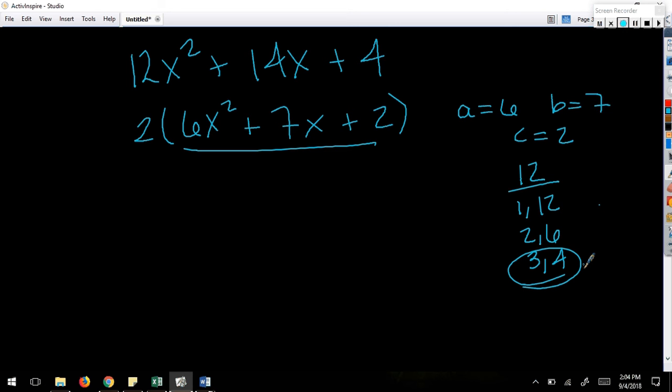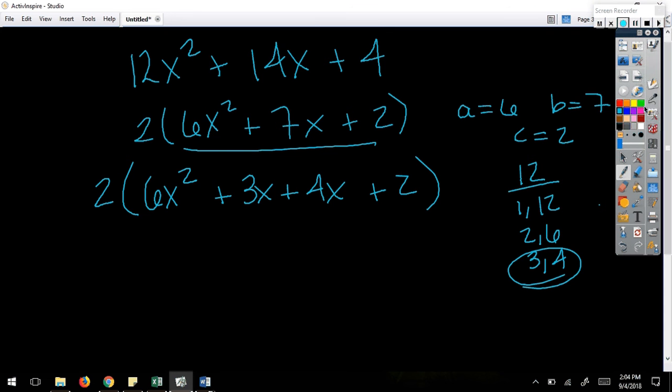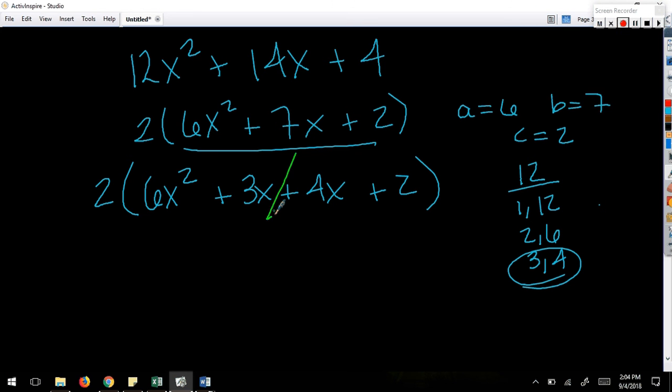So here's what we're going to do. We're going to rewrite 7. I'm going to keep that 2 out front. I'm going to keep the 6x squared. I'm going to keep the 2 on the end. But instead of putting 7x in the middle, I'm going to do plus 3x plus 4x. Is that the same thing? Sure. That's like saying 7 is the same thing as 3 plus 4, and it is. Now what I'm going to do is look at this as 2 separate problems. I call these slashing problems.